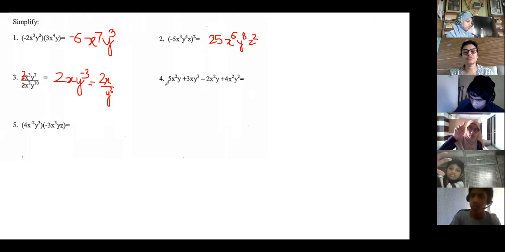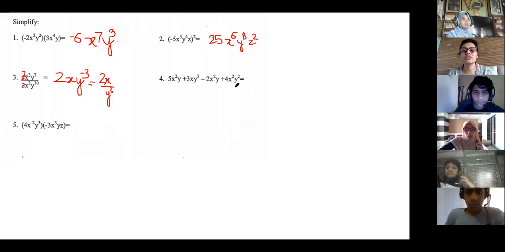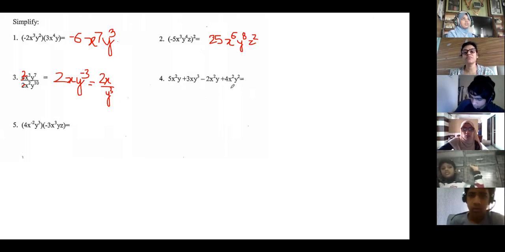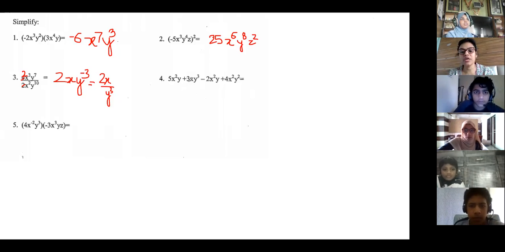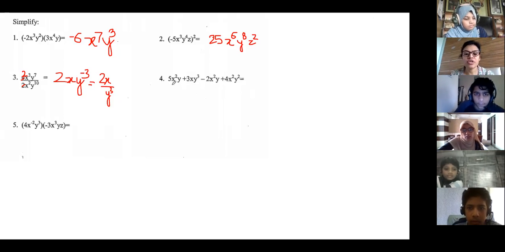You have to do it separately. All are multiplication only. See, in these type of questions, how do we simplify? We have to take out common, because all are additions. Ma'am, so we'll add 5 plus 3? No, you cannot add these, because x square y and x y cube are there. You cannot add these two.